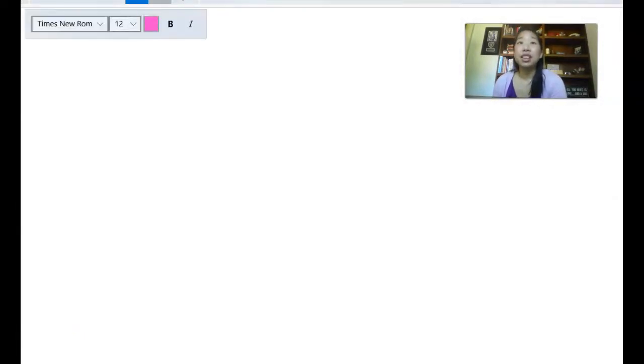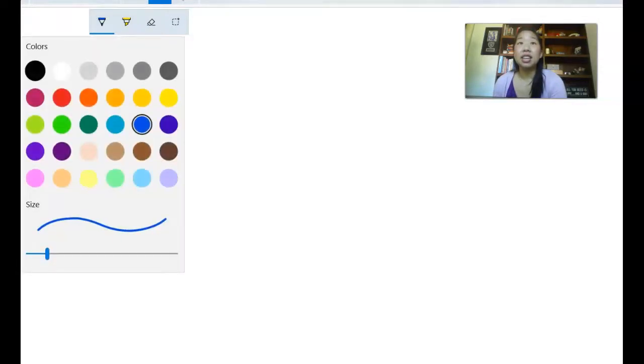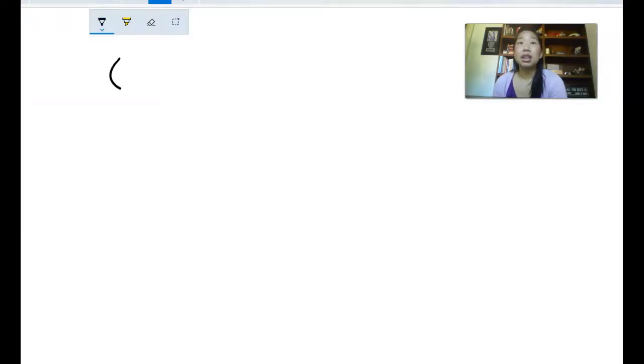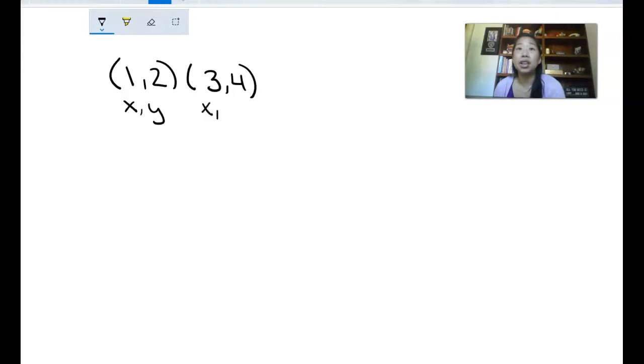So let's just say the points that we're given, we'll just make it really easy. Okay, so we'll do 1, 2, 3, 4. Step 1 is simply labeling your points. And we know this by this point in our math classes. Our students should know that our coordinate pairs are always labeled XY, XY, right?